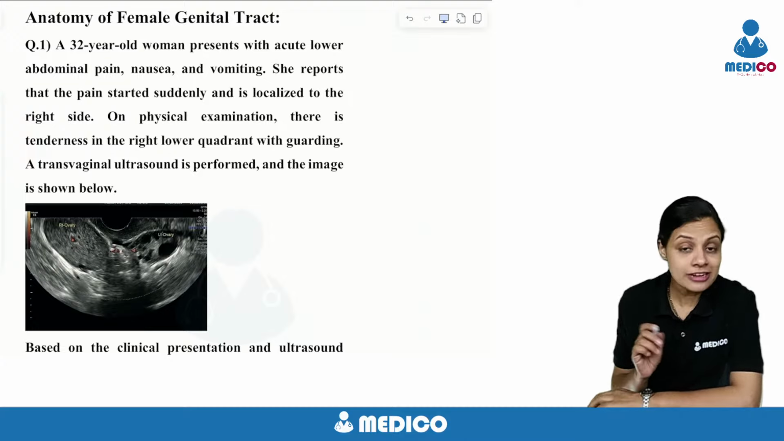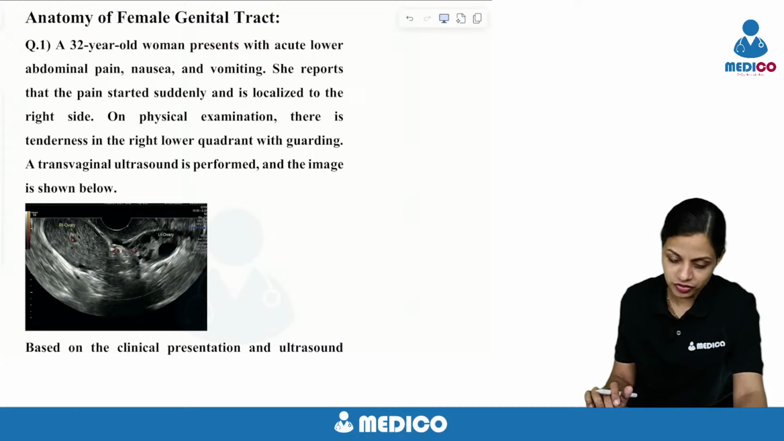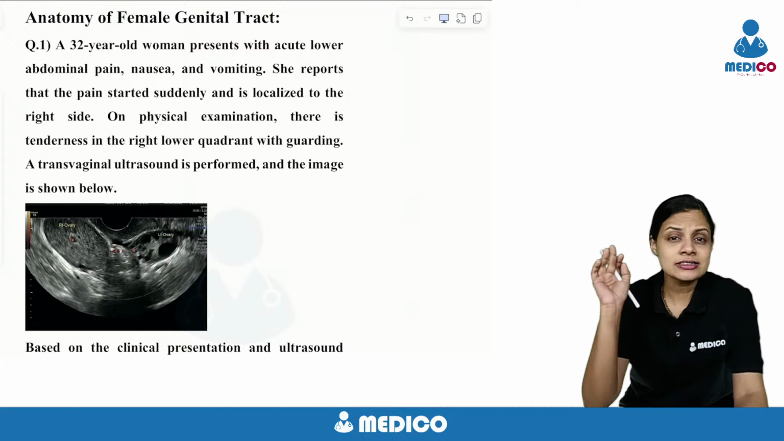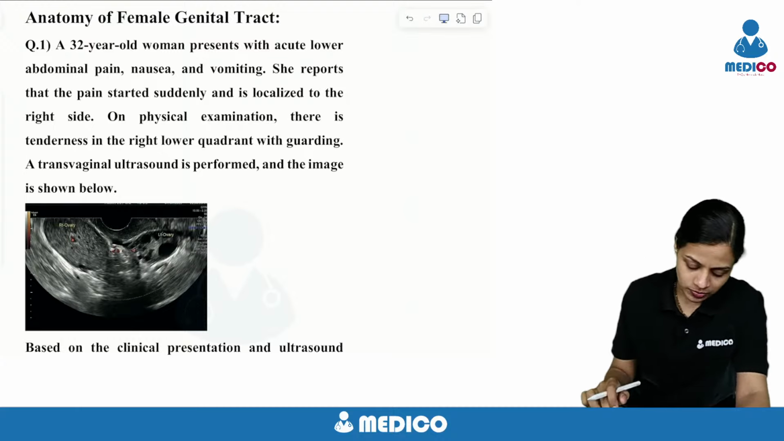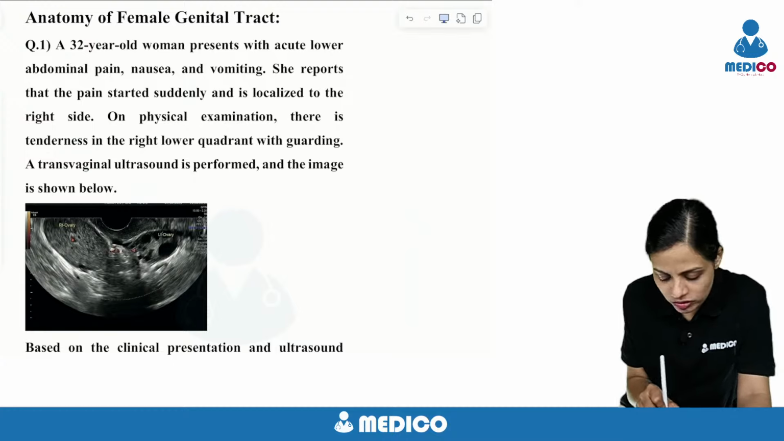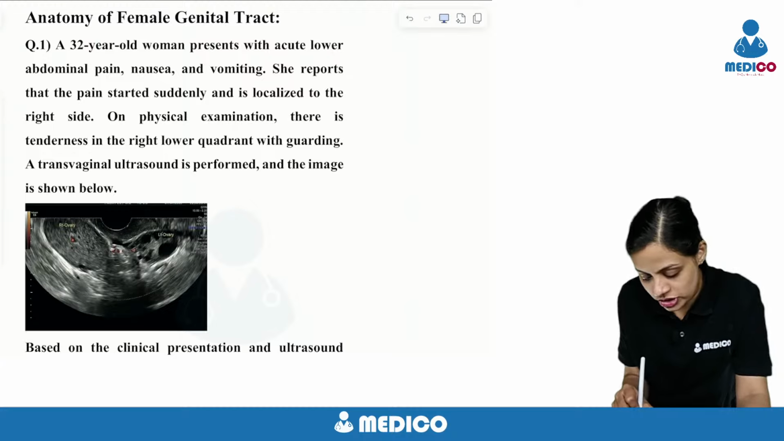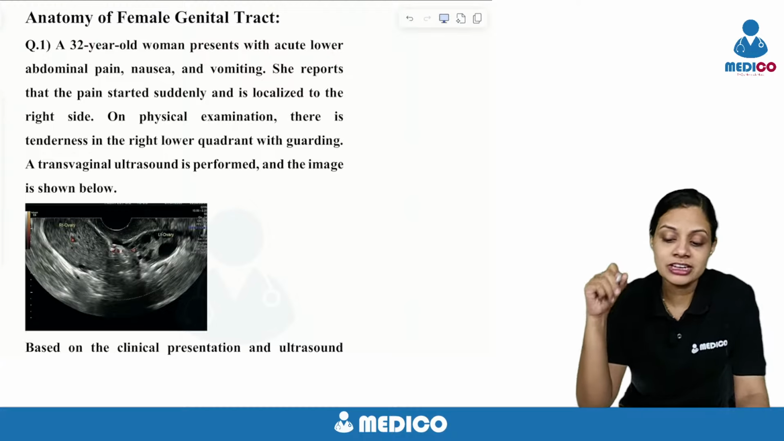Now we come to the infundibulopelvic ligament, also known as the suspensory ligament of the ovary. What does it do? It connects the ovary to the pelvic side wall. This is the ligament that is most commonly involved in ovarian torsion. So here your answer is the infundibulopelvic ligament.